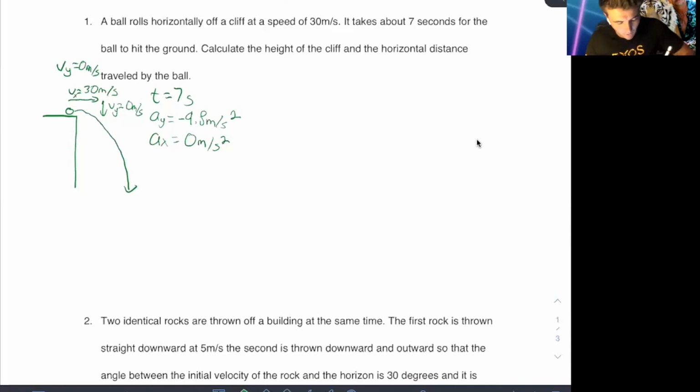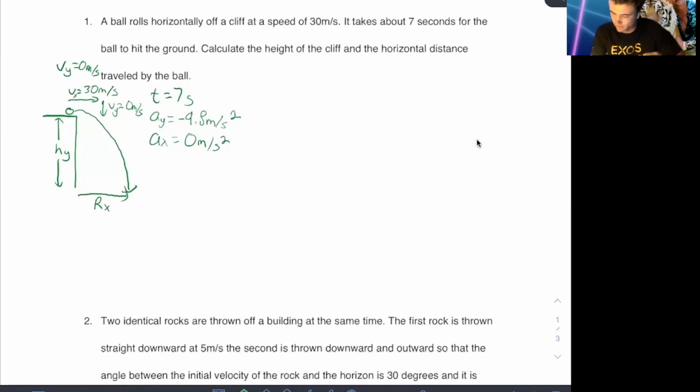Cool. So what do we want to find? We want to find how high the cliff is, so the height of the cliff, and then we want to see how far the ball went. Let's say this is h, and let's say this is the variable r, which is the distance in the x direction. Again, this is the y direction and this is the x direction. So let's start off.